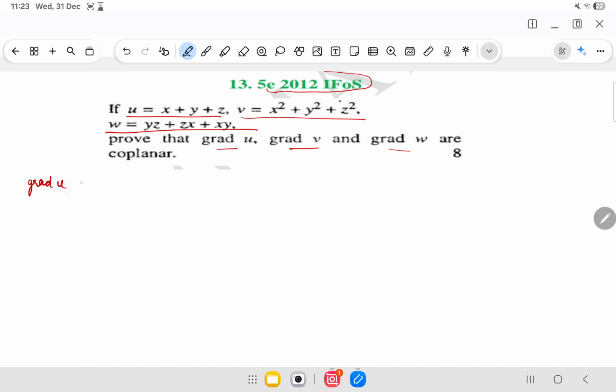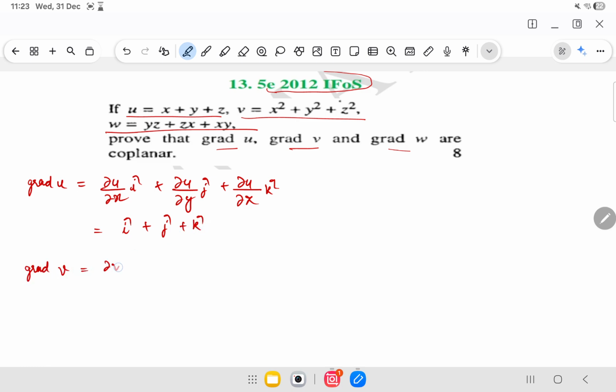Gradient u is equal to del u by del x i cap plus del u by del y j cap plus del u by del z k cap, which is equal to i cap plus j cap plus k cap. Likewise, we can calculate grad v, which is del v by del x i cap plus del v by del y j cap plus del v by del z k cap, which simplifies to 2x i cap plus 2y j cap plus 2z k cap.